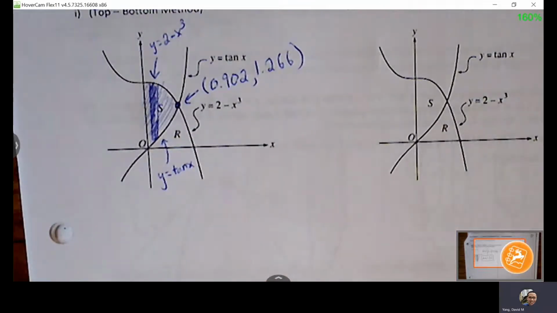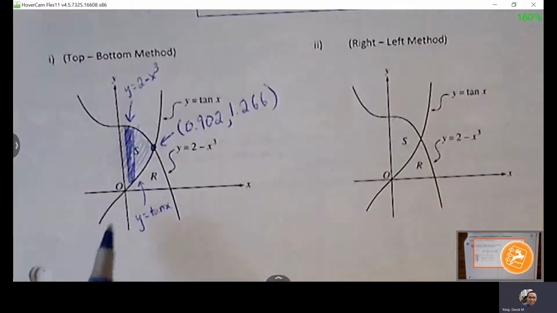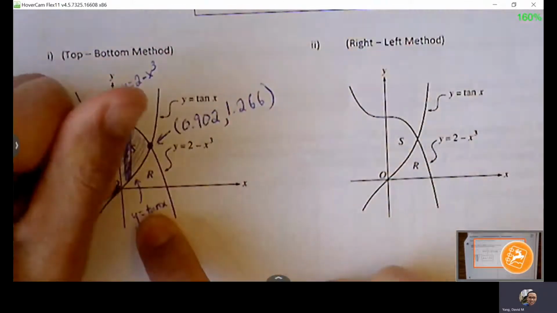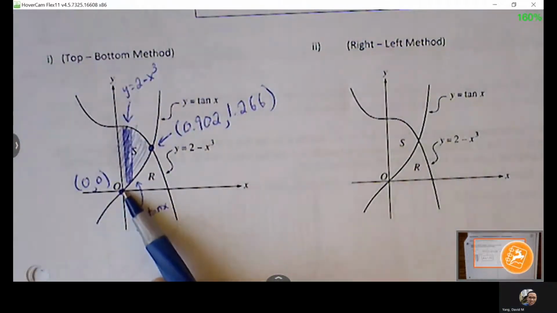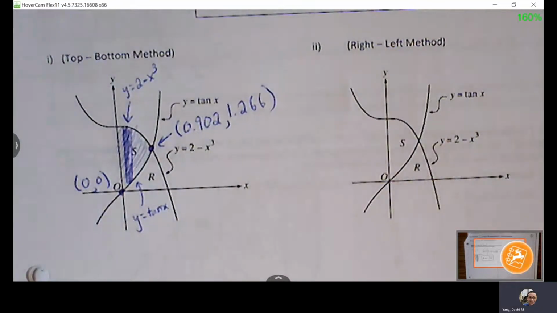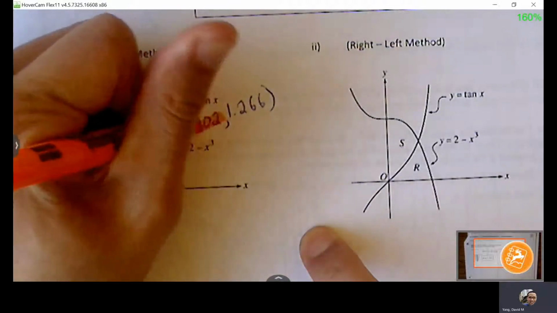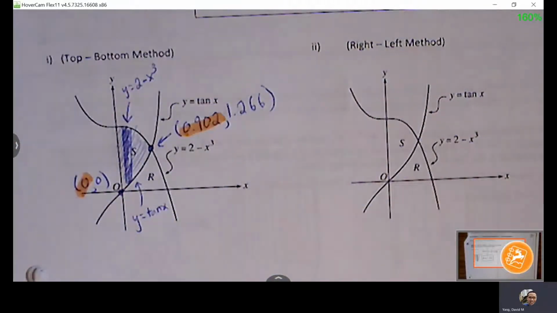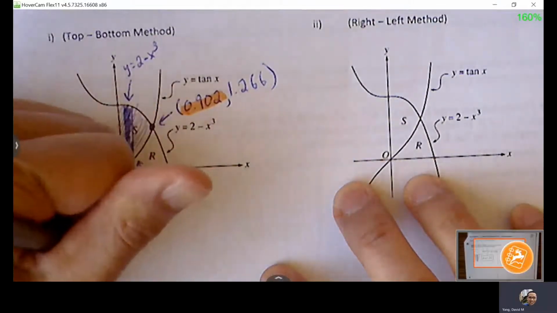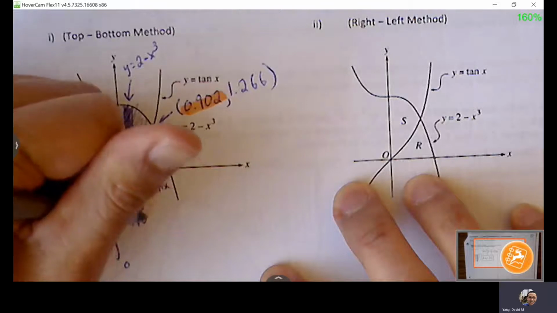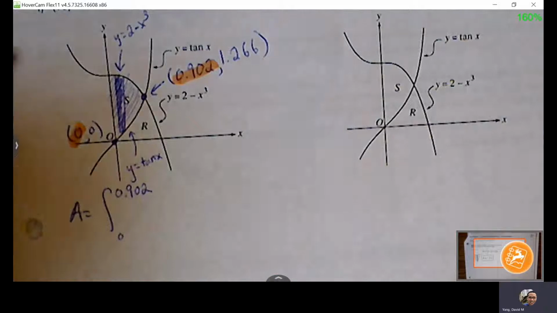Okay, so we know all we need is one integral to help us get to the area formula. We're using the x values, right? So we're going to go from left to right. Now we know that we're targeting the x values, so we're only going to use the 0 and the 0.902. So here's our area formula. Integral from 0 to 0.902. Top graph minus bottom graph.